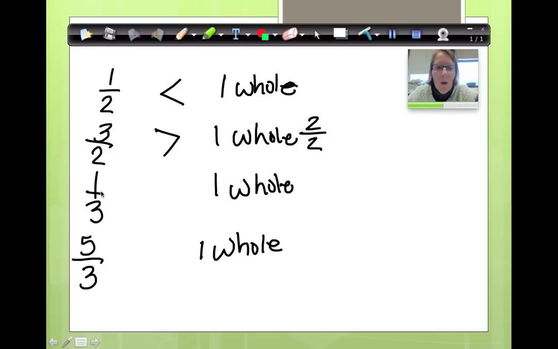All right, 1/3. How does that compare with a whole? It's just a piece of it, isn't it? So 1/3 would be less than one whole. What about 5/3? 5/3 is going to be greater than one whole. Why? Because if I have broken into thirds, how many thirds do I need to make a whole? I need 3. Well, 5 is greater than 3. Okay.